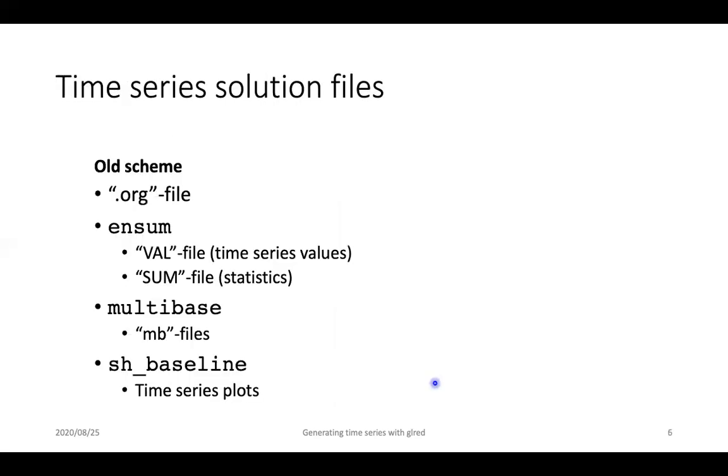So just to summarize that, the old scheme was that we had a .org file coming out of glred or globk. We would run ensum to produce what we called val and sum files, the values of the time series and then some statistics. We would use multibase to convert the val files to mb files, and then we would plot the mb files using sh baseline. And all of that could be done with shplotcrd, shplotcord.